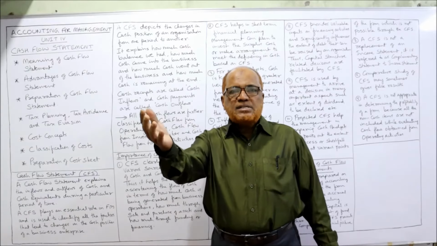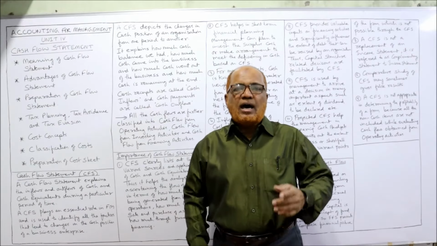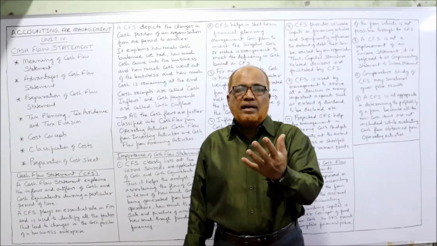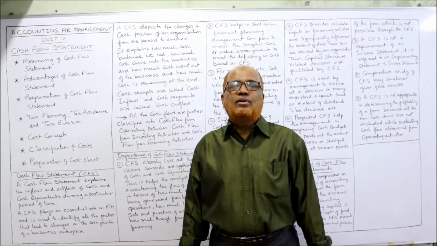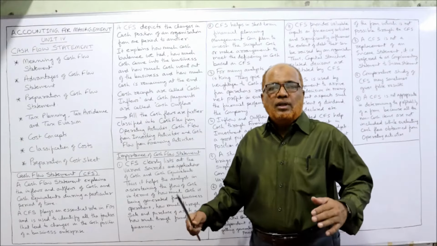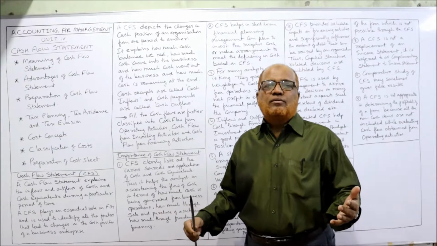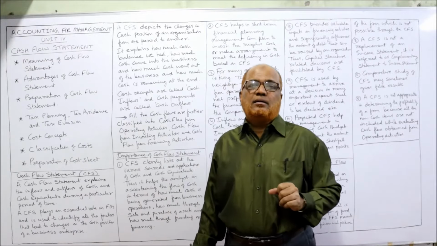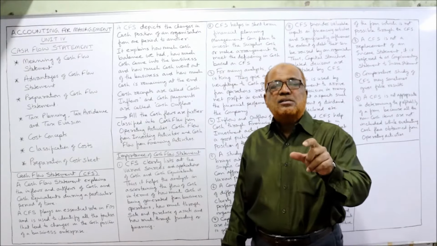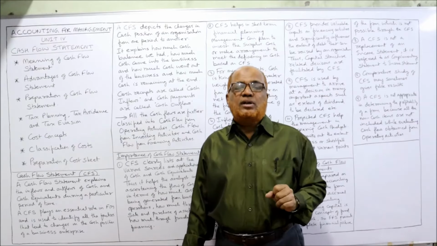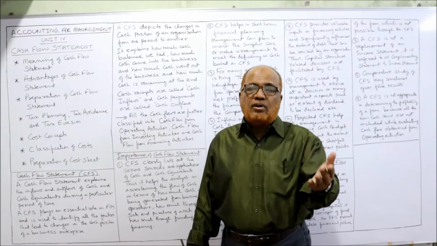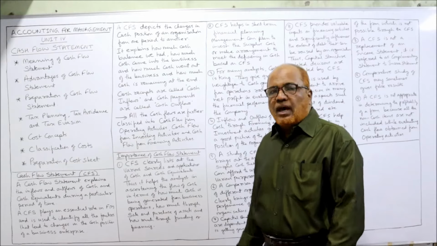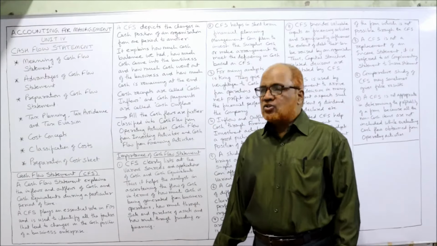So from where the business has received the cash and where the business has paid the cash, and how much is the cash balance at the end of the period. So the movement of cash will be shown, not only cash but also cash equivalent. Cash equivalent consists of those marketable securities which can easily be converted into cash, right? So first of all, I will explain the meaning of the term cash flow statement.